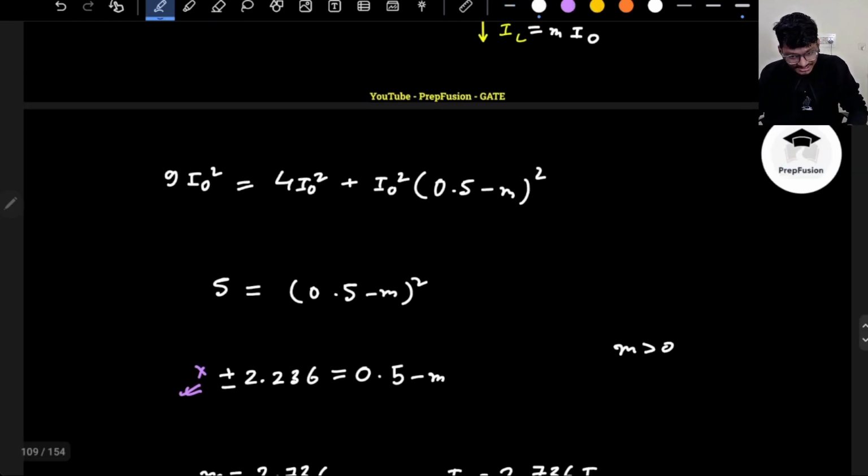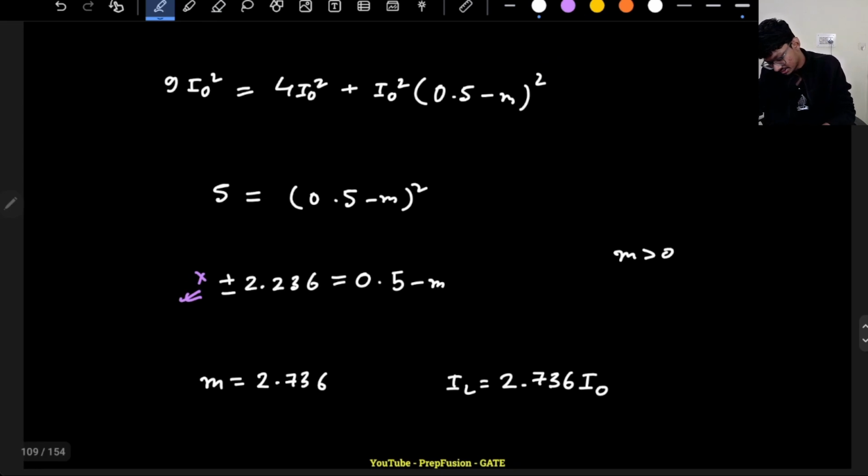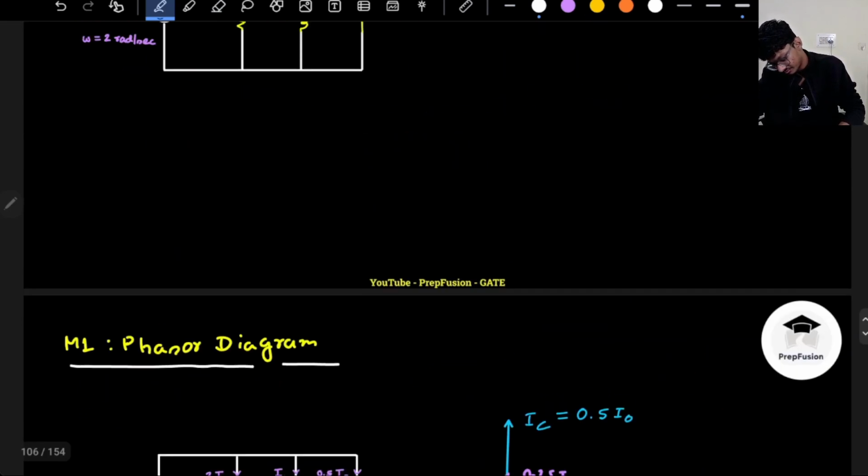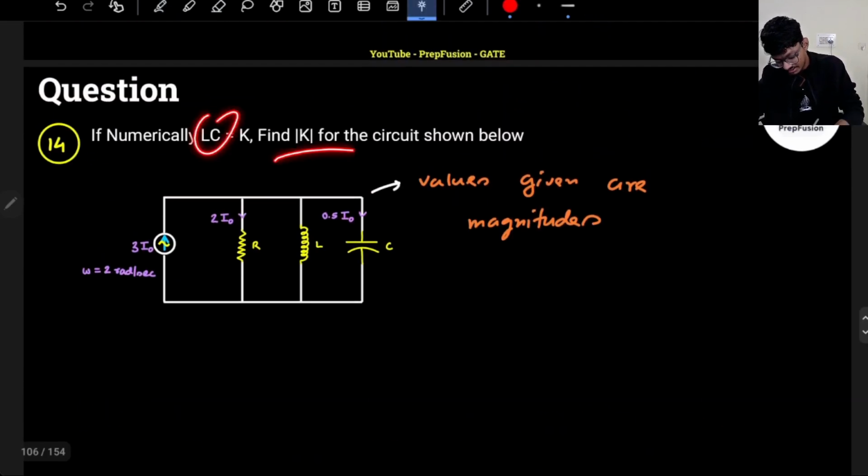But have they asked this in the question? No. What have they asked? They have asked something else. They have asked, if K is equal to LC, then find the magnitude of it.